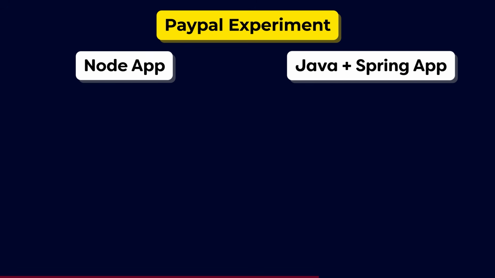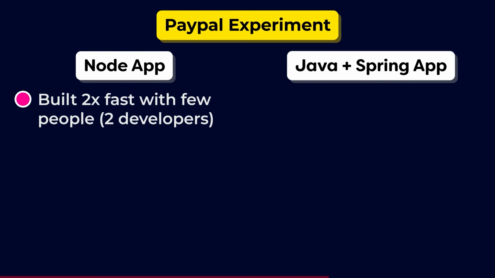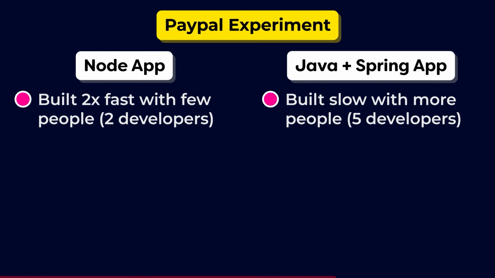Also, people did a great experiment with Node.js. In that experiment, people created an application's backend using Node.js and also built the same application with Java plus Spring. And do you know the result of that experiment? It is really shocking. They found the Node application was built twice as fast as the Java plus Spring application and with fewer people. If in Java plus Spring they had 5 developers, then in Node they only needed 2 developers, and still those 2 developers built the application faster in Node.js.